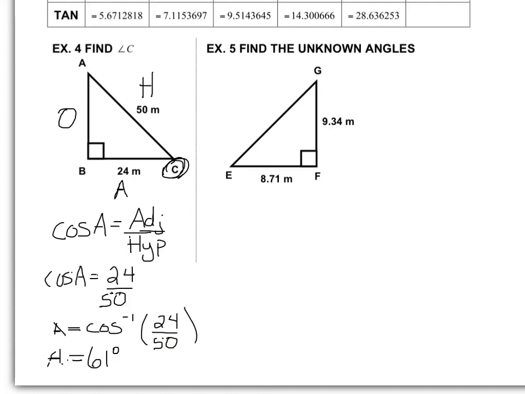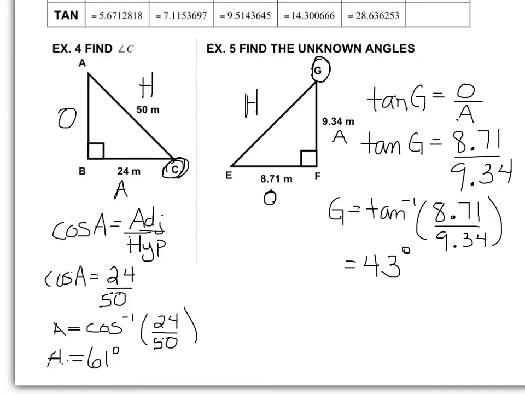I want you to try and go and do the last one. Let's first find angle G. It says find the unknown angles. So it's actually up to you which one you want to find first. So you just have to pick one and it doesn't matter. So let's go and find G first. You try it and see what you get. Pause it and then you can compare. And hopefully you got the same as me.